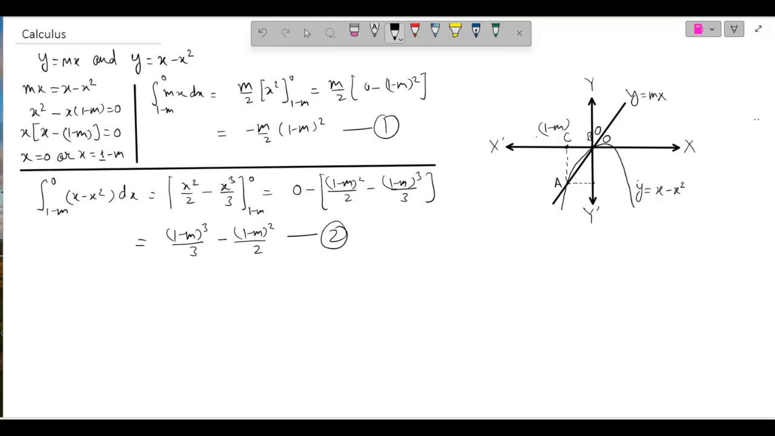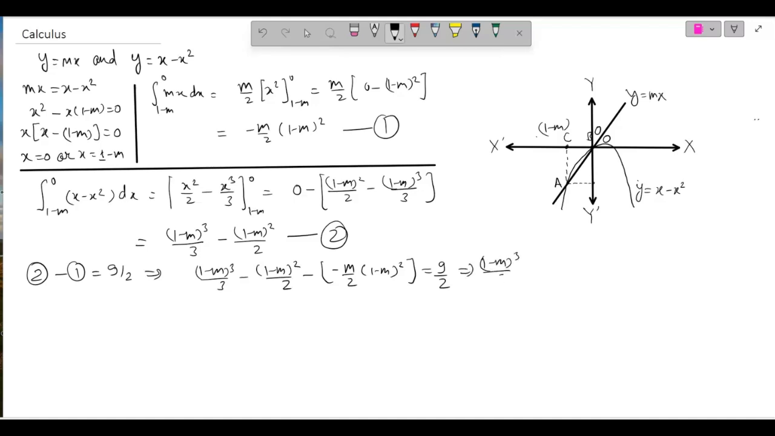Now, according to the question, the area of the second minus the area of the first should be equal to 9 by 2. That is, we have (1 minus m) whole cube upon 3 minus (1 minus m) whole square upon 2 minus of minus m by 2 (1 minus m) whole square equals 9 by 2. Or I can also write it as (1 minus m) whole cube upon 3 minus (1 minus m) whole square upon 2 plus m by 2 (1 minus m) whole square equals 9 by 2.